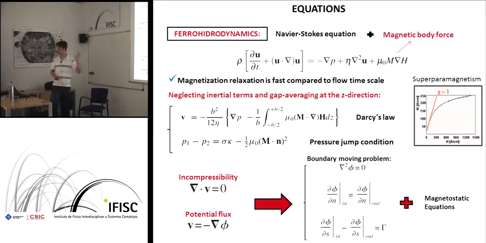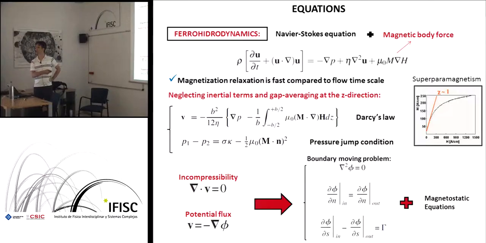So let me show equations for you. I promise this will be the only slide full of equations. Okay? I want to set continuum equations for these magnetic fluids. We can start with the Navier-Stokes equation. These are inertial terms, this is pressure, this is the viscous term, and this is the magnetic body force, which comes from the fact that we have a magnetized volume in the presence of the gradient of a field, right? So this is the magnetic extra force.